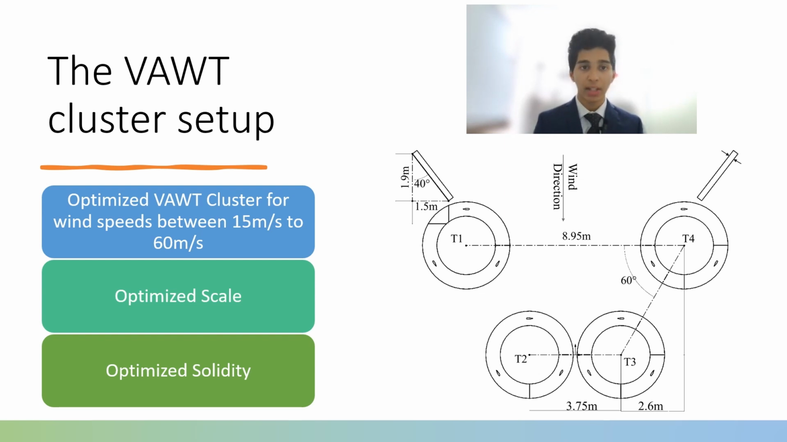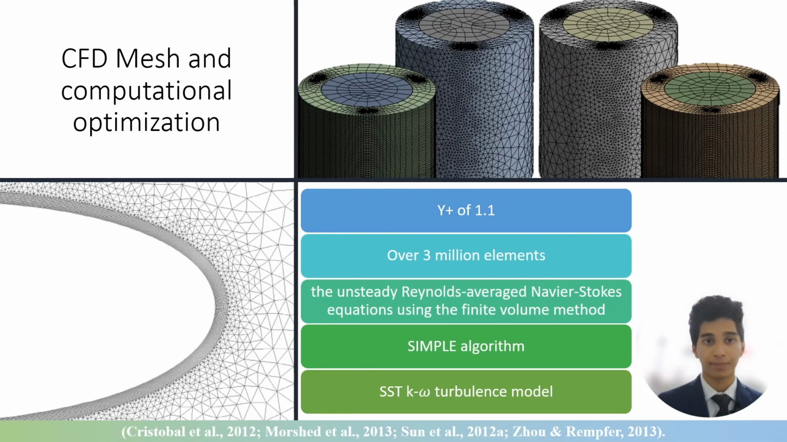This current configuration aims to overcome some of the inherent challenges in VAWT performance while maximizing efficiency. During the simulation runs, the Y plus value for the mesh fell within the range of 1 to 5, and the mesh consisted of an average of over 3 million elements. Fluent code was employed to solve the unsteady Reynolds-averaged Navier-Stokes equation using the finite volume method. The SIMPLE algorithm was utilized for a semi-implicit method with second-order spatial discretization for pressure, momentum, and turbulence equations. To capture the turbulence correctly, the SST k-omega turbulence model was adopted.